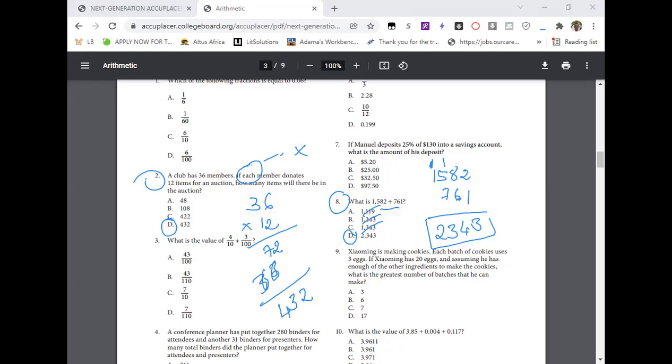And then last but not least, we have number 9. It says each batch of cookies uses 3 eggs. So there's a condition, one batch uses 3 eggs. And they're asking how many batches can we make with 20 eggs? That's the whole question.